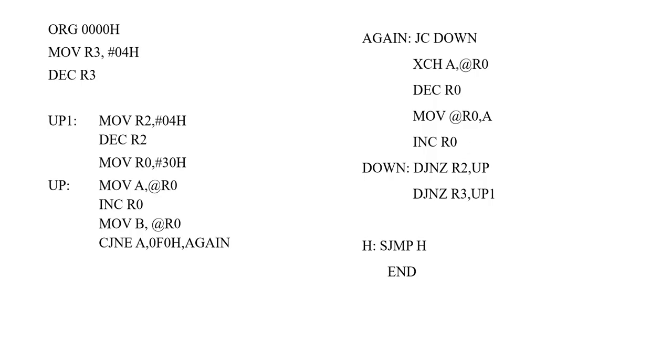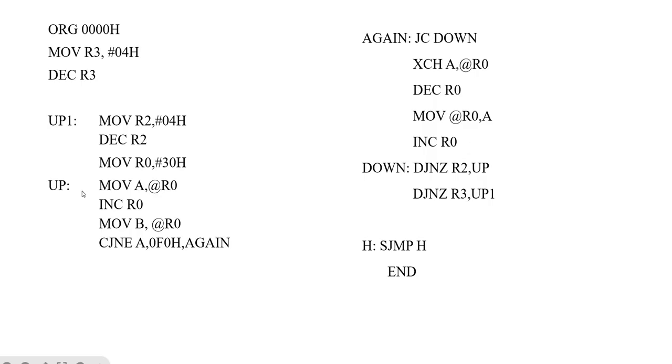Next we have UP1: MOV R2, #04H. UP1 is the label which is used for looping, and the program will jump here at certain points. MOV R2, #04H moves the value 04 into the register R2. Then DEC R2 decrements the value of R2 by 1, so now R2 becomes equal to 3. Next is MOV R0, #30H. Here it moves the immediate value 30H into the register R0.